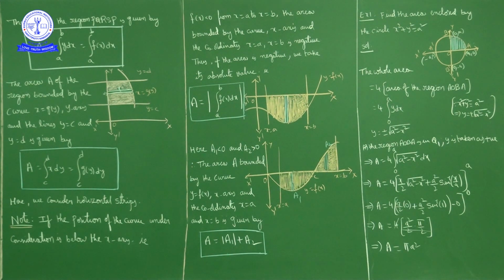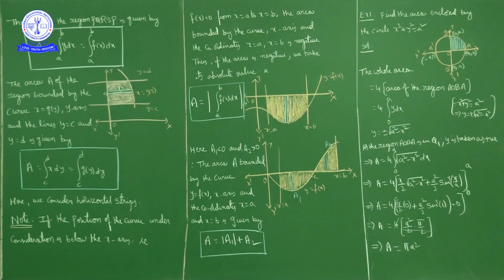dx. So 4 into, we have the direct integration formula for square root of a square minus x square, that is x by 2 into square root of a square minus x square plus a square by 2 into sin inverse of x by a. Lower limit 0, upper limit a. By substituting the upper limit a, what do we get? a by 2 into 0 plus a square by 2 into sin inverse of a by a, sin inverse of 1, minus lower limit 0, 0. So a square by 2 into sin inverse of 1, which is pi by 2. So 4 gets cancelled. We get area is equal to pi a square.